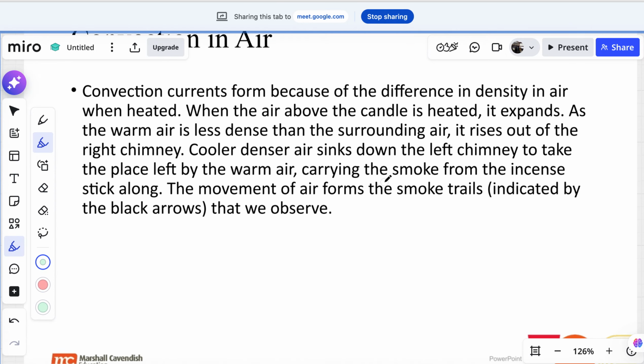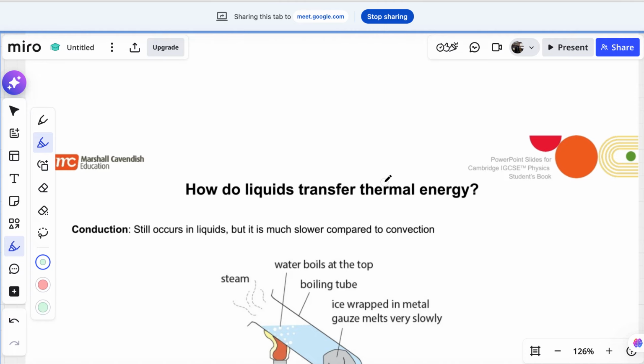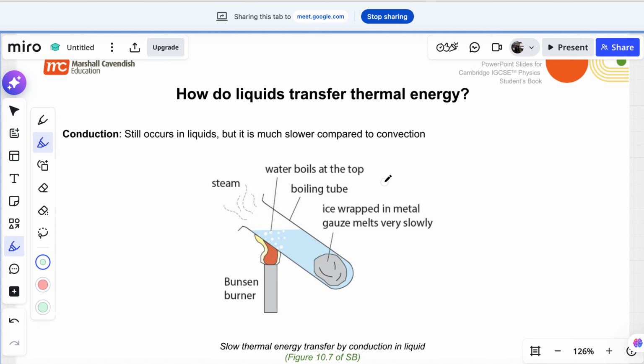Okay, let's move on quickly. So this is explained here, what we have already explained. Now let's move to the next one. How do liquids transfer thermal energy? Conduction can also happen in liquid, but you don't heat from the bottom, because if you do it from the bottom, it will become convection, like we've explained in the past.